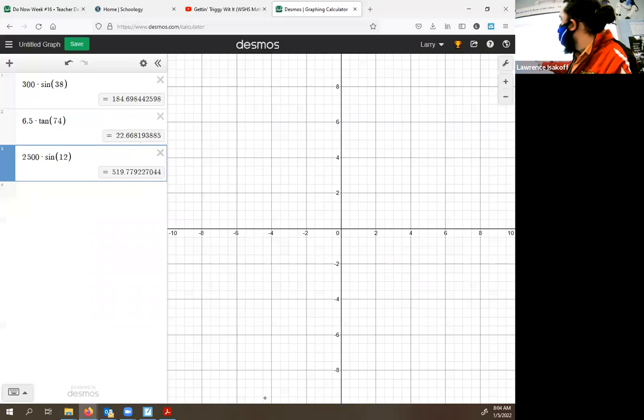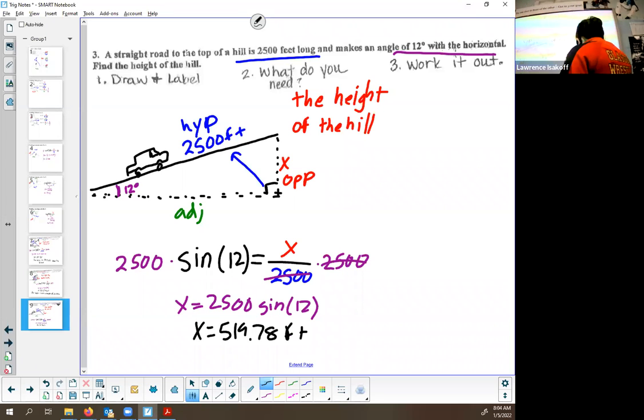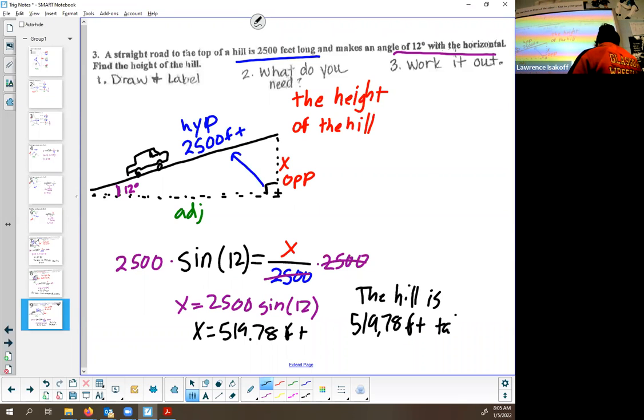So what was it more precisely? That would be 519.78 feet. So that's x equals 519.78. So the hill is 519.78 feet tall. And that's it.